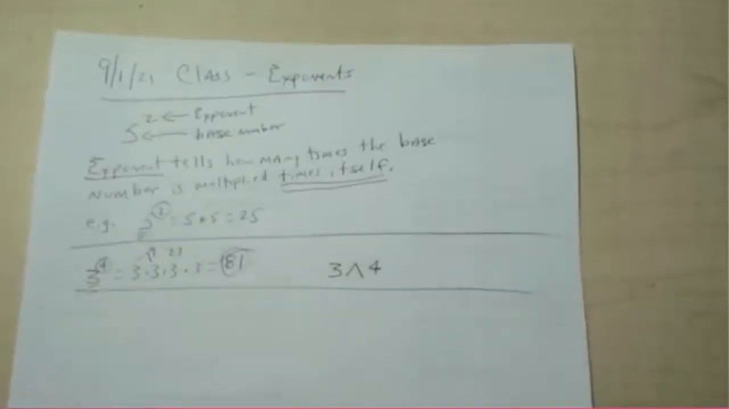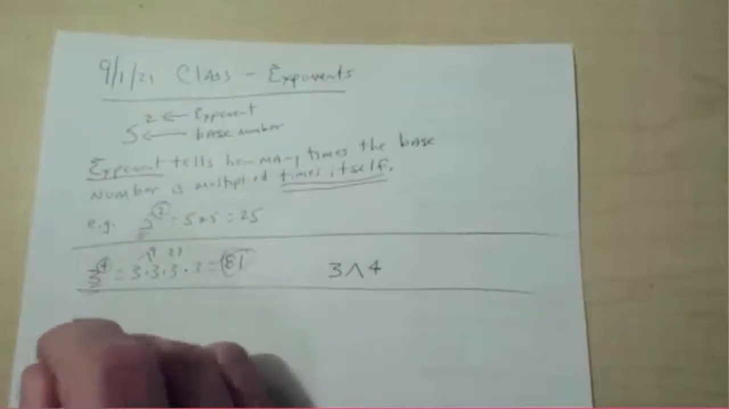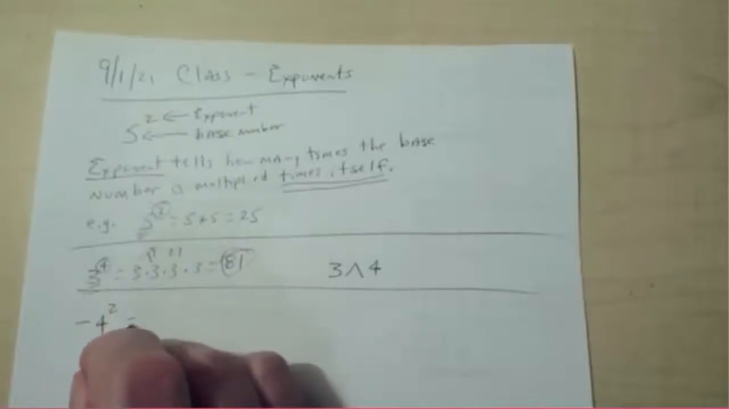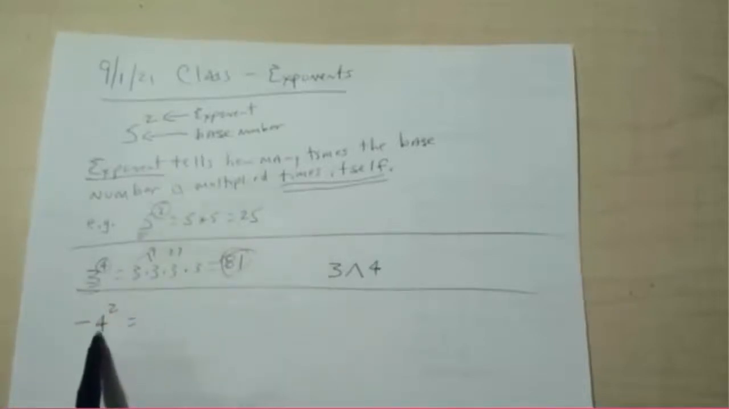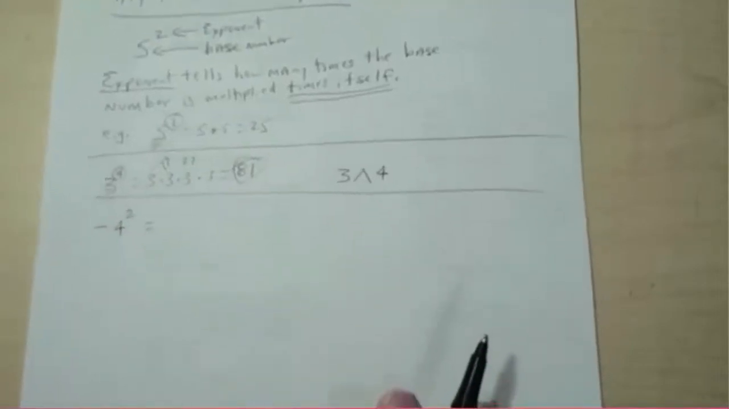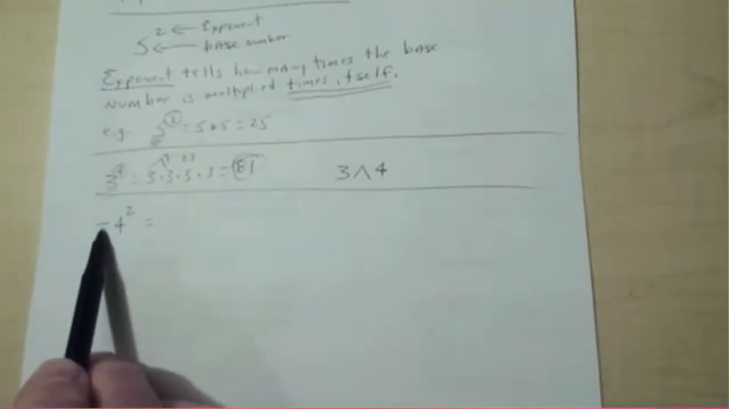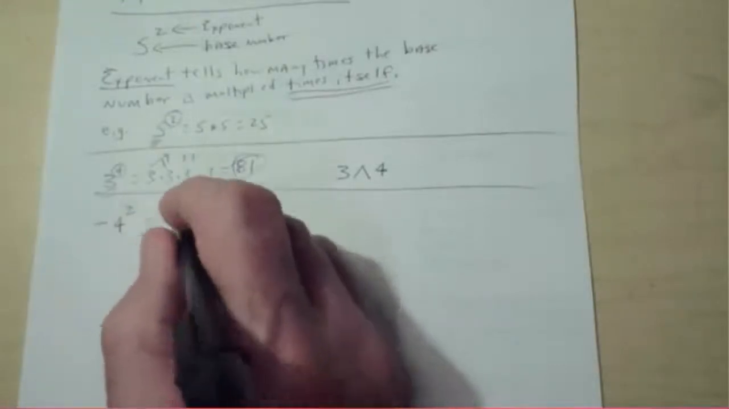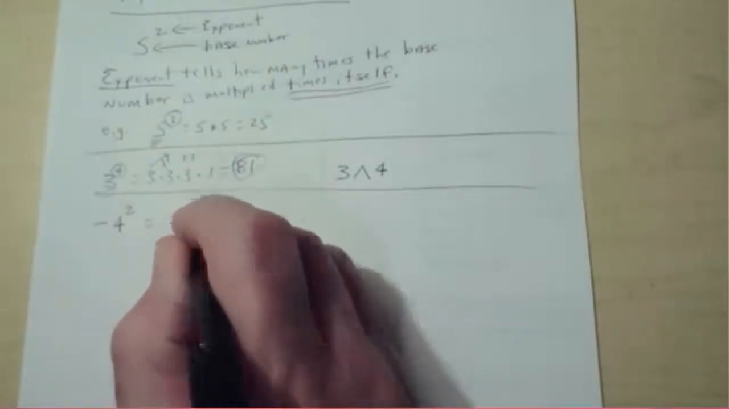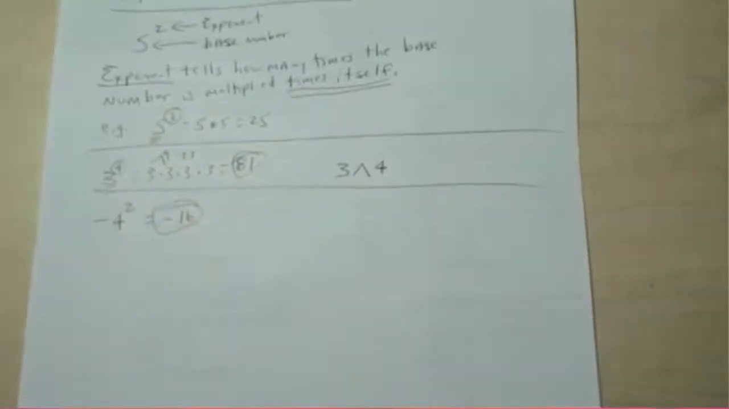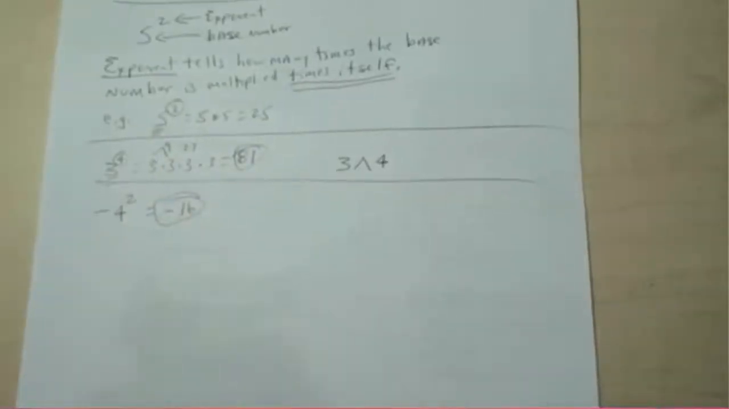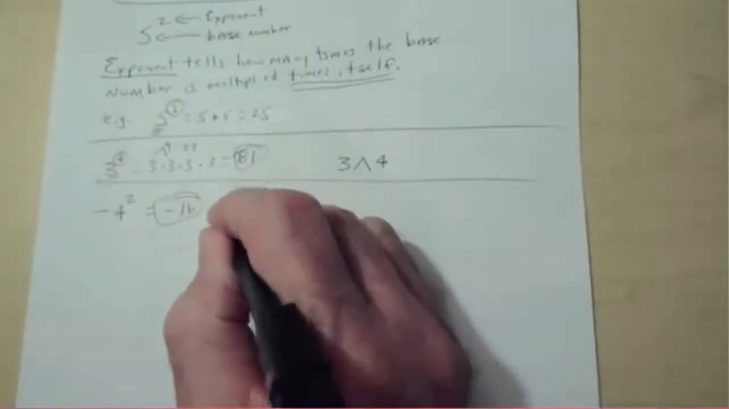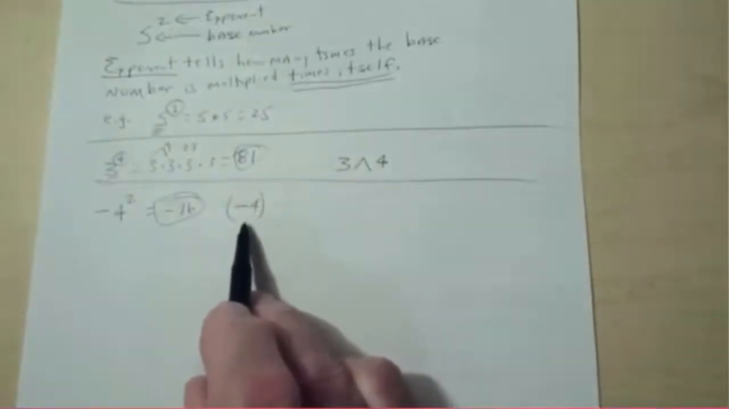Now, what if we have this? Negative 4 squared. Now, is this negative 4 times negative 4? No. Remember, this is order of operation. What is this really saying? Subtract 4 squared. So this is equal to negative 4 times 4, was it 16? Negative 16. Now, if it's in parentheses, negative 4, remember the parentheses makes this one number.